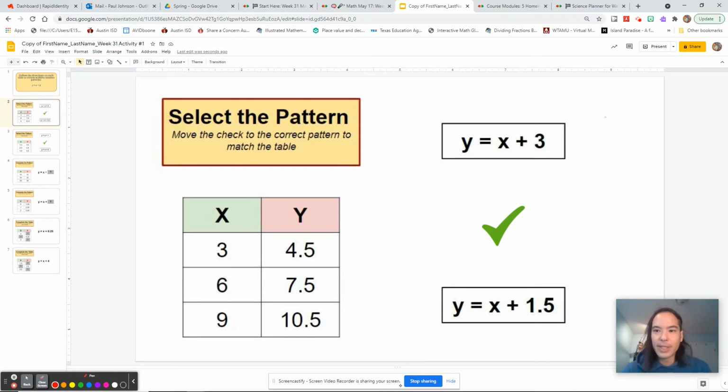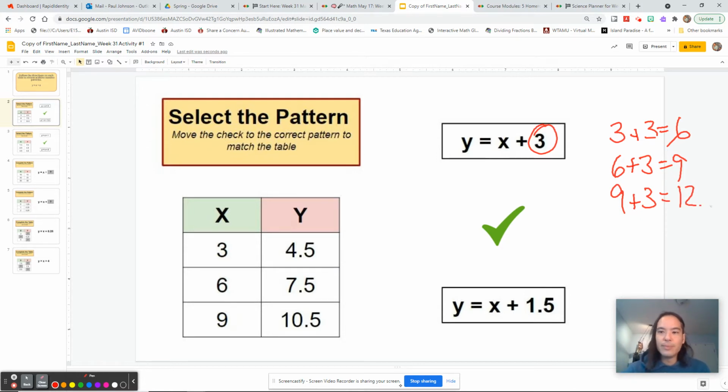I'm going to take all my x values, 3, 6, and 9. The first thing I'm going to do is add 3, because here is x plus 3. So 3 plus 3 is 6. 6 plus 3 is 9. 9 plus 3 is 12. Now, 6, 9, and 12 are not my values here. So let's try the same thing with adding 1 and 5/10.